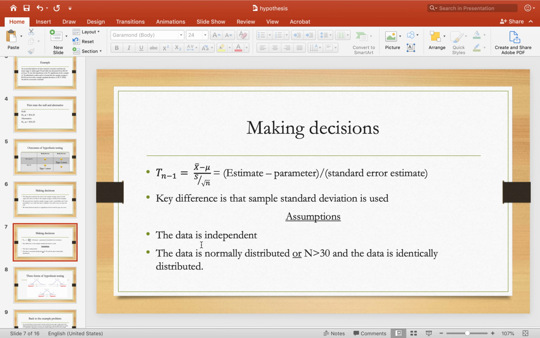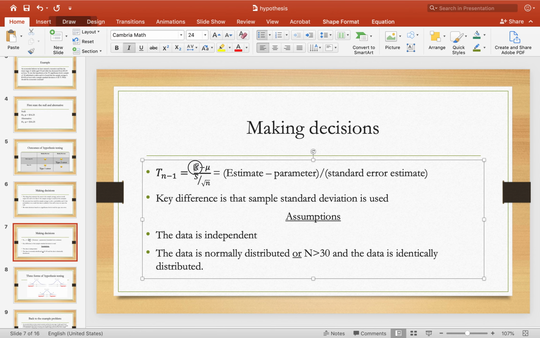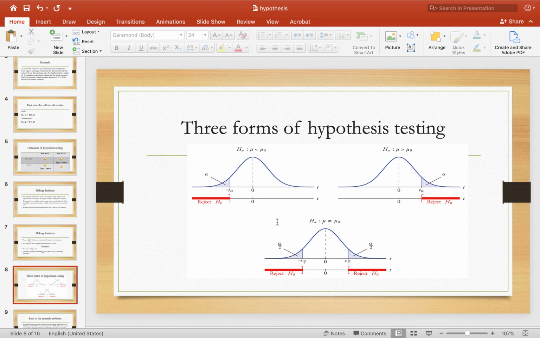So the key to making our decision concerns the sample average x bar, and it leads us to this key statistic that we saw last time. Now, one of our assumptions is that data is independent, and the data is normally distributed or we have a large enough sample, 30 or more. If you have exactly 30, that's okay. 30 works.